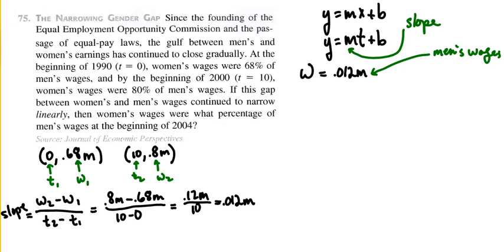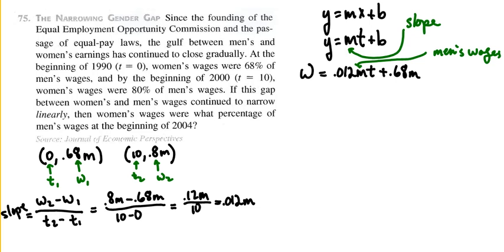Now, the next thing, though, we multiply the slope times t. And once again, this is where it can get complicated because we have these two variables in there. So it's 0.012 m, which is the slope, times t, plus b. Remember what b is. B is the y-intercept. That's the value of y, or in this case w, women's wages, when time t is equal to 0. And at that point, women's wages are 68% of men's wages. And again, it's kind of crazy because we have a variable in there. We're not used to seeing that variable, but we're going to see in a second how that all goes away.